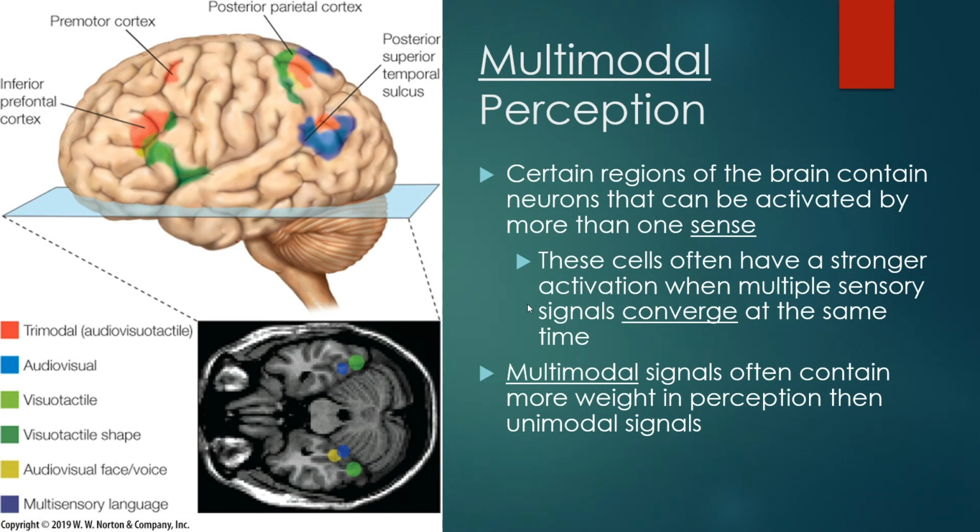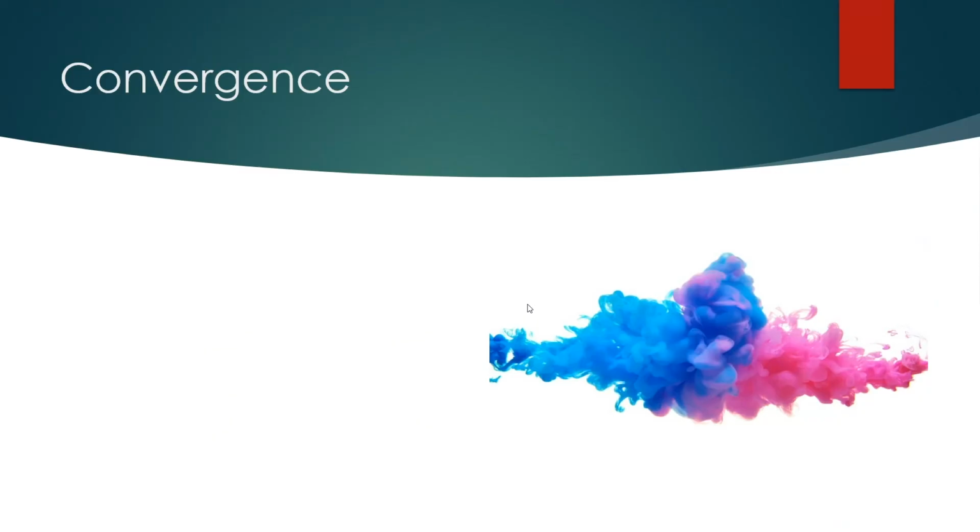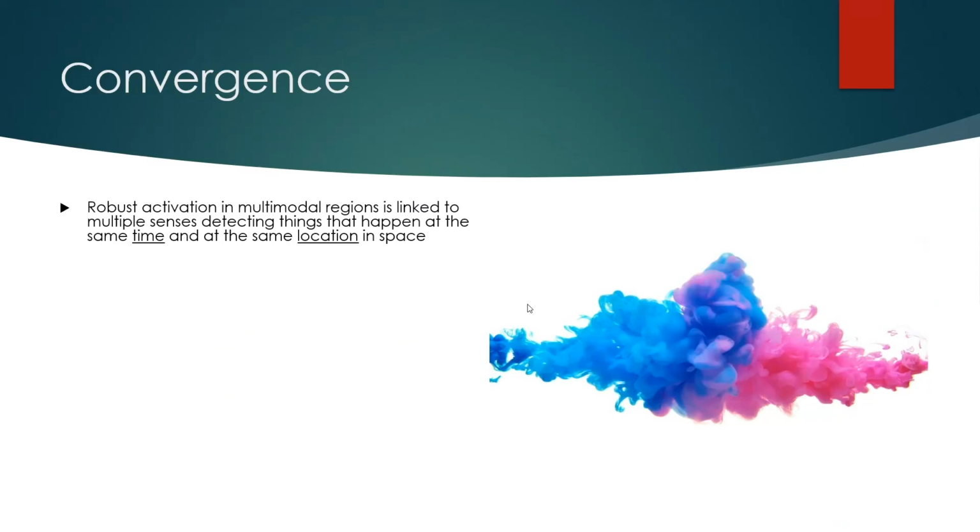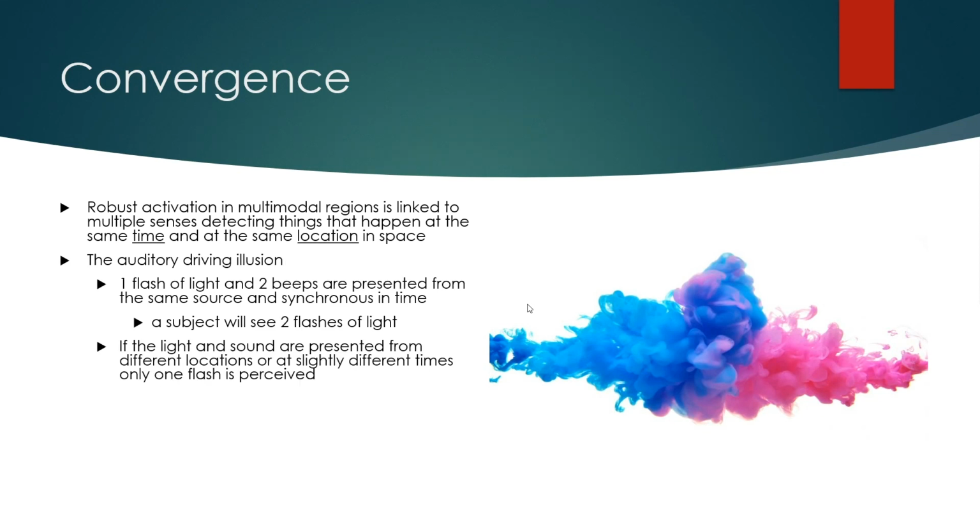And so I'm going to talk about this convergence idea on this next slide. These multimodal activations require that whatever's happening in the outside reality is happening at the same time and in the same location. And you can look this up online, it's really cool. It's an auditory driving illusion. So if you see one flash of light at the same time that you hear two beeps, you'll actually see two flashes of light. Your brain is like, those things are converging.